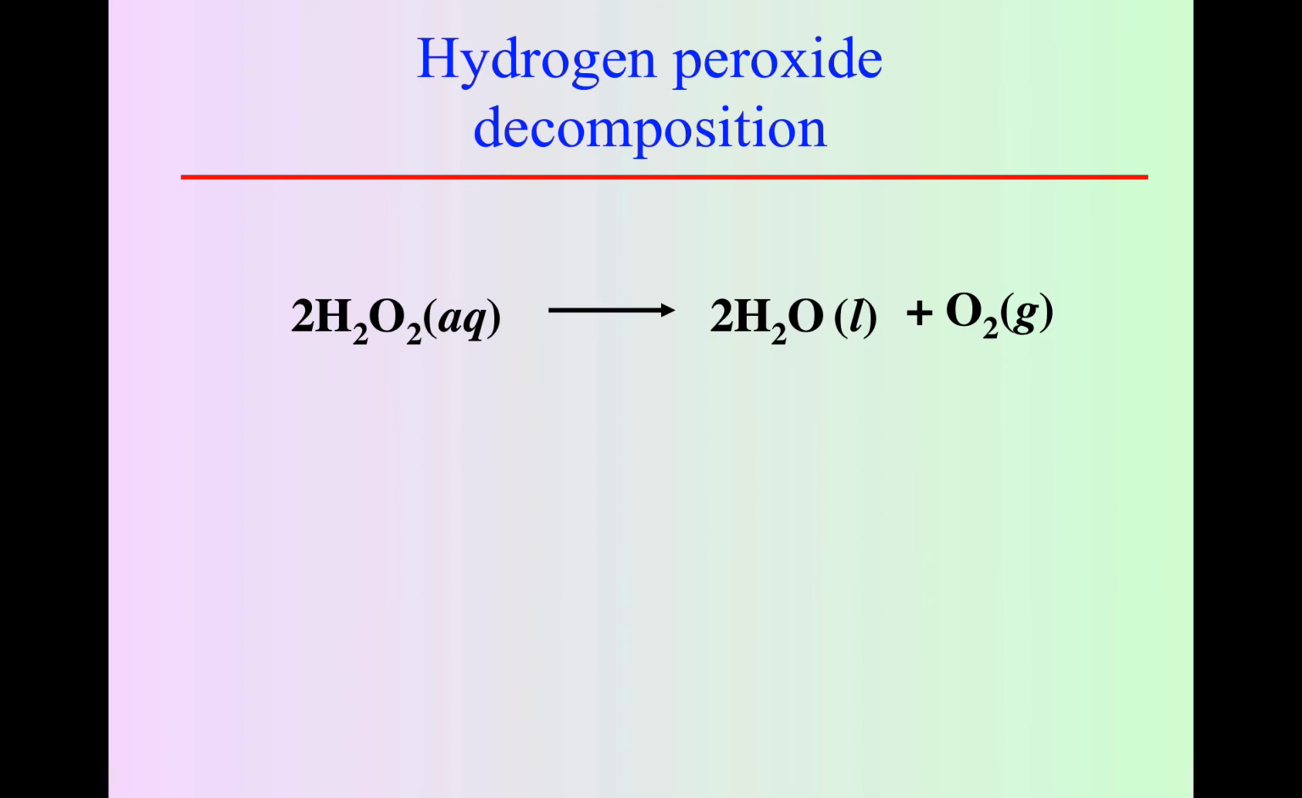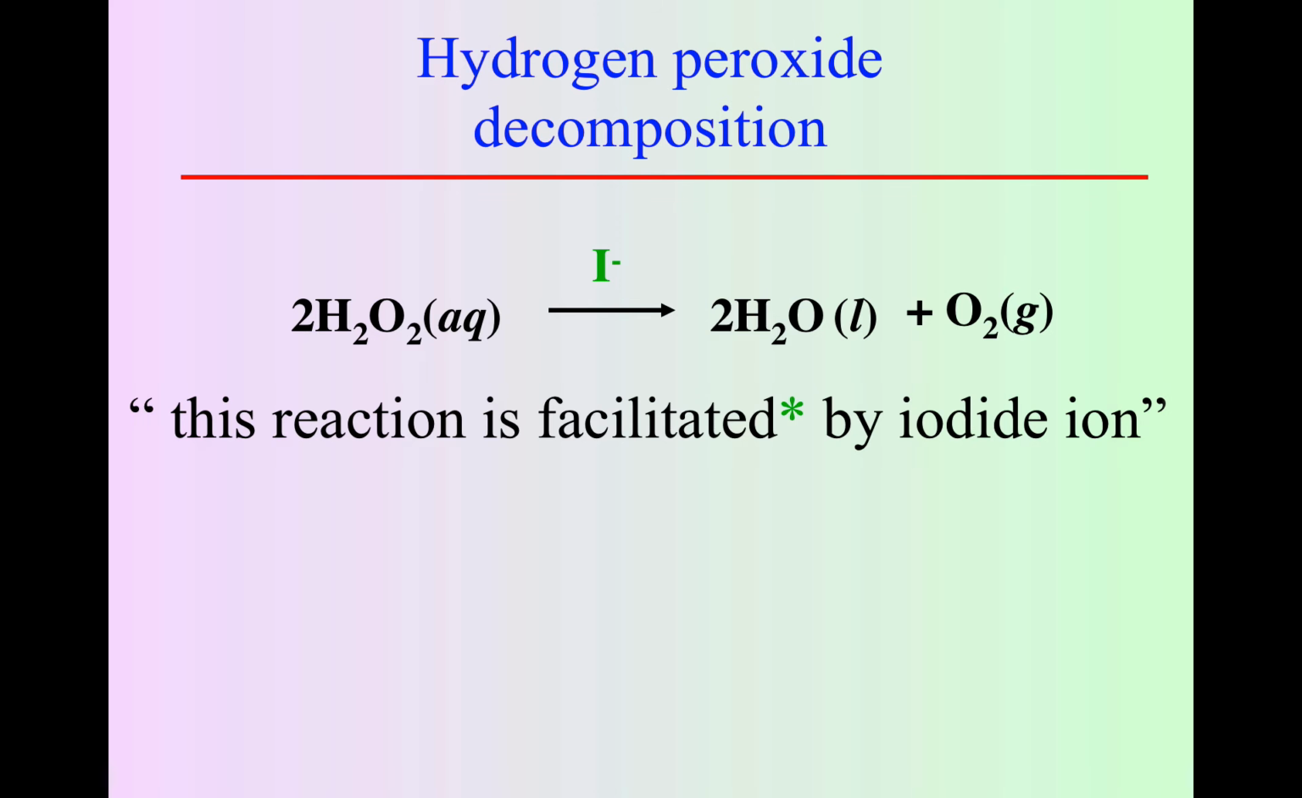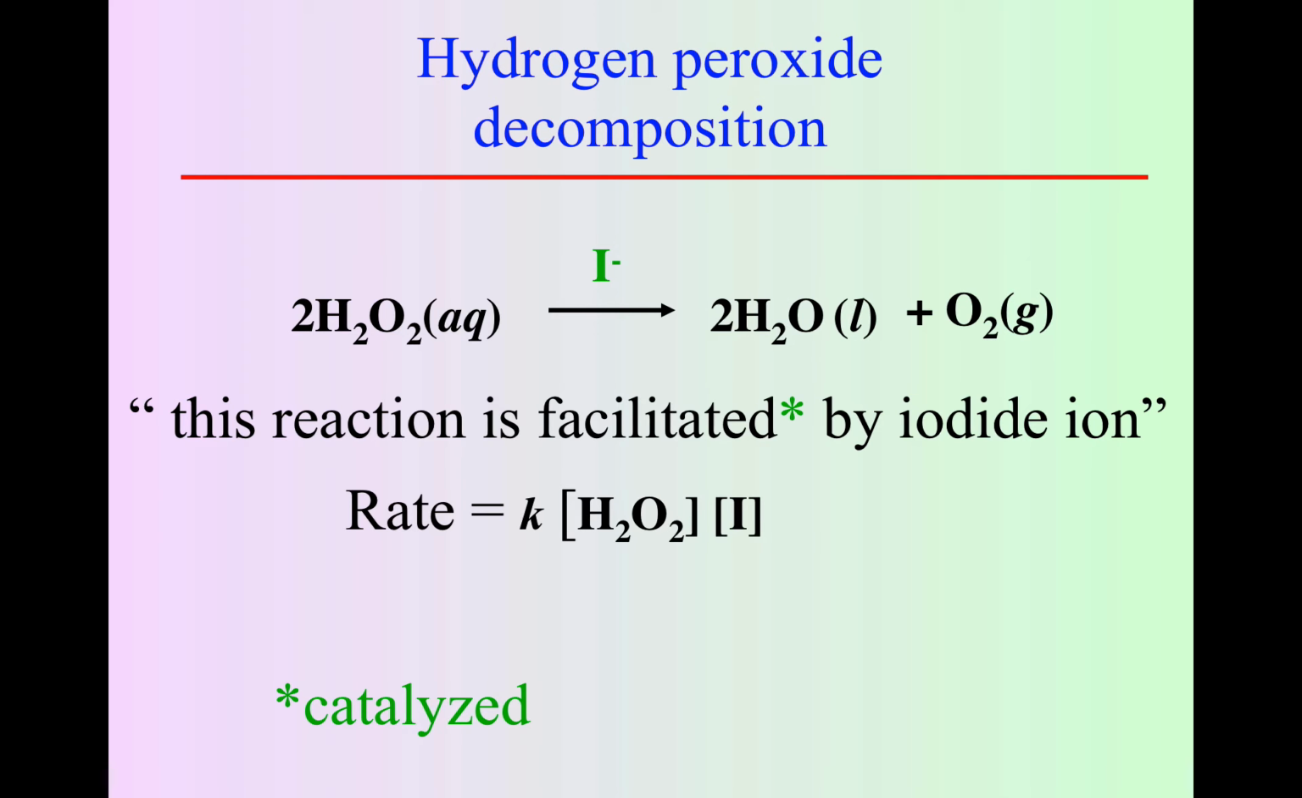So, for example, the decomposition of hydrogen peroxide into water and oxygen. This is facilitated by iodide. Iodide in this case is going to be what we call a catalyst, and we'll talk about them later. But for right now, the reaction is first order with respect to iodide, not iodine, and first order with respect to hydrogen peroxide. So this is what was experimentally determined.